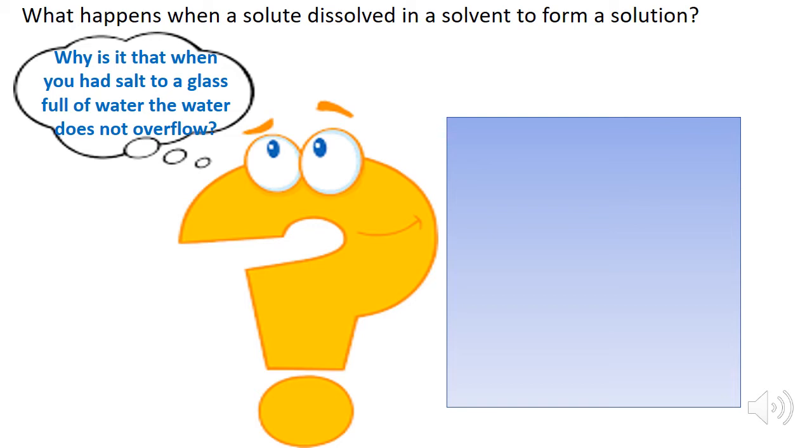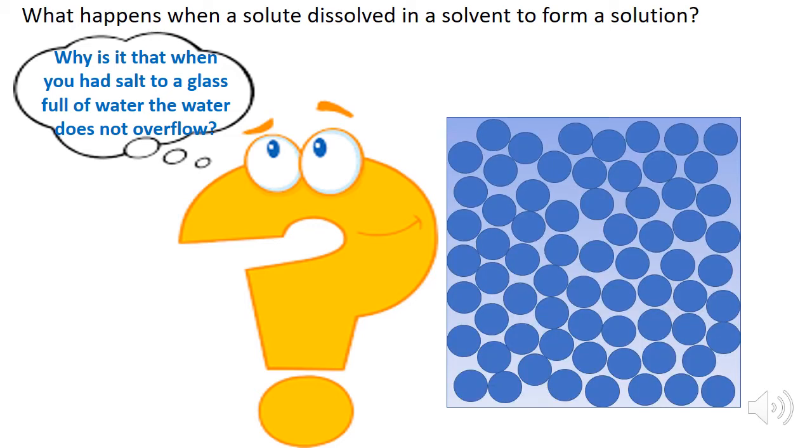Has it disappeared? If you took a sip of that water, would you be able to taste the salt or not? You're right, you would taste the salt, which tells us that the salt is still there, but where has it gone? To explain this, we need to go back to what we looked at in that first lesson, when we looked at the arrangement of particles in the liquid.